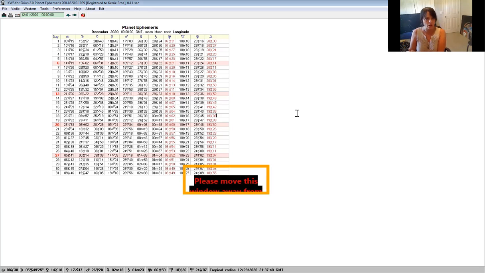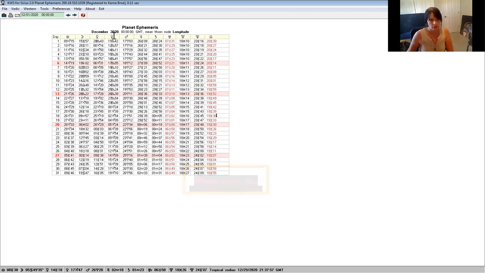Anyway, I won't stay too long on this one, but if you know what ephemeris is, okay, good. I'll go through it. But if you don't know what ephemeris is, we'll go through it slowly. On the left-hand side are all the days of the month. Actually, let's go on top. It tells us the month and the year, December 2020.